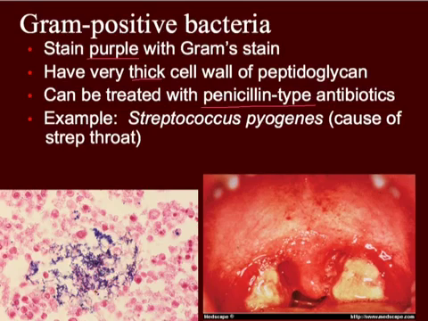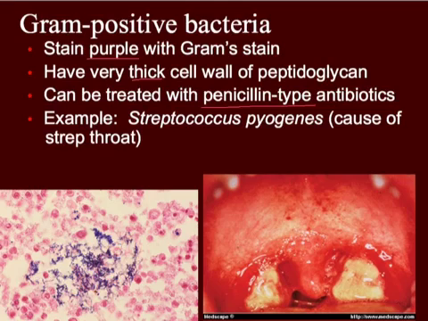So a couple things for gram-positive bacteria. One, you can see in this picture on the left that these are cells, and right here in the middle, this is bacillus bacteria that has stained purple. And if it stains purple, that means that it is gram-positive. I just remember purple positive. This means they have a very thick cell wall layer of peptidoglycan and can be treated with penicillin-type antibiotics. That means, of course, penicillin, but it also means amoxicillin and ampicillin.